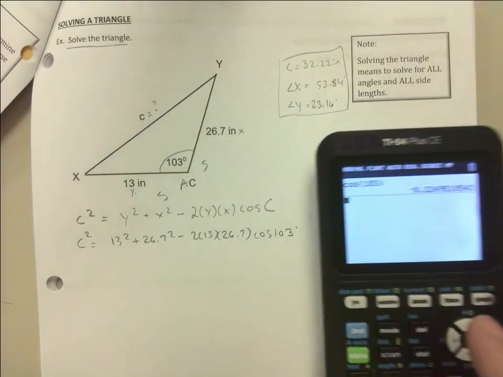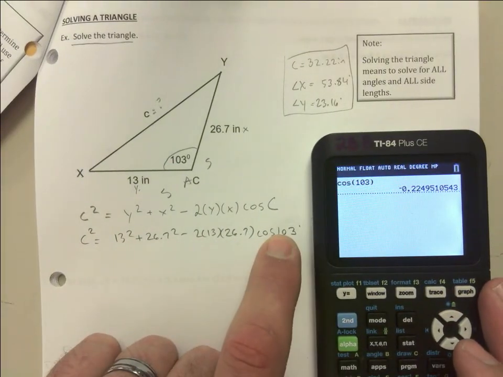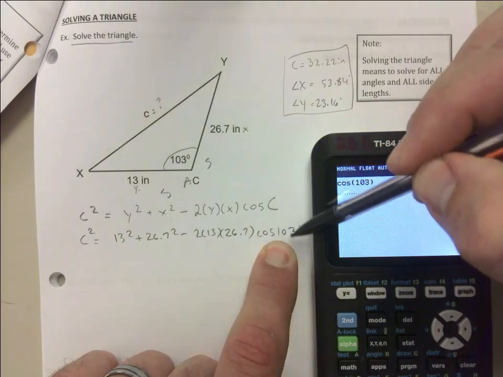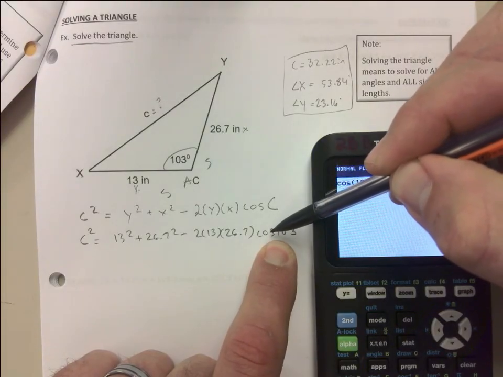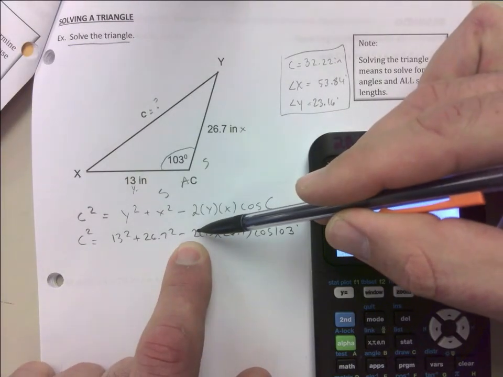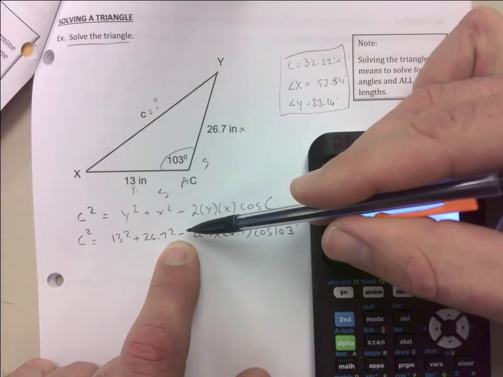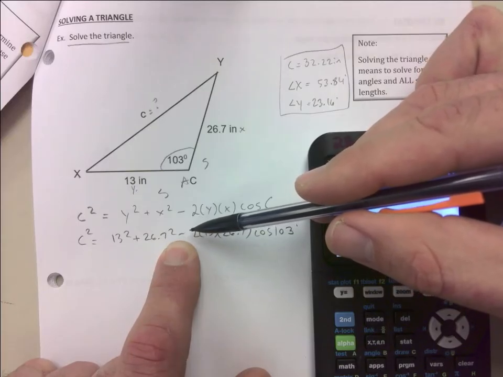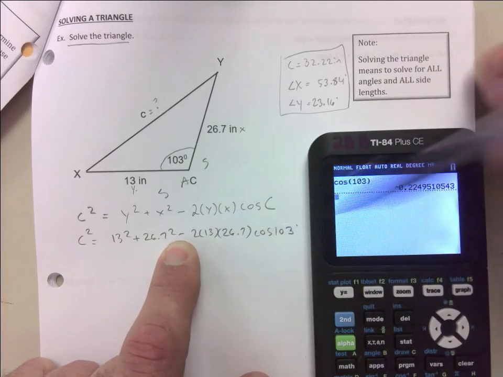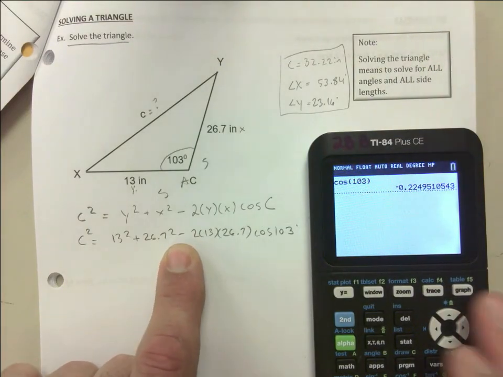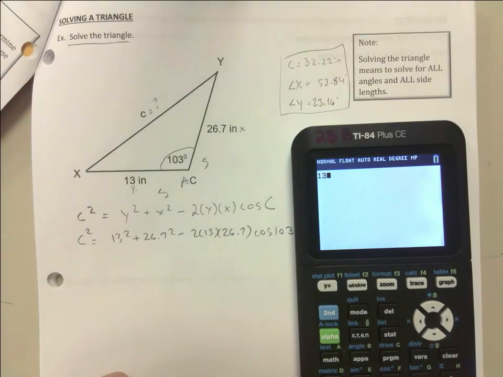If you type this all in one shot, this negative that you get out of cosine 103 will eventually multiply all the way through and then meets this negative here. What happens when two negatives meet? Turns positive. So the calculator does that for you. That's why I would suggest you type in the whole thing, okay?